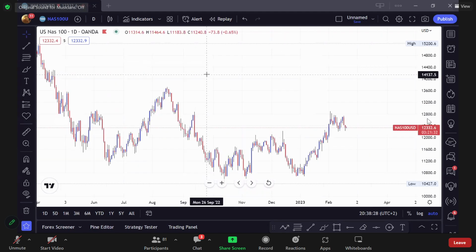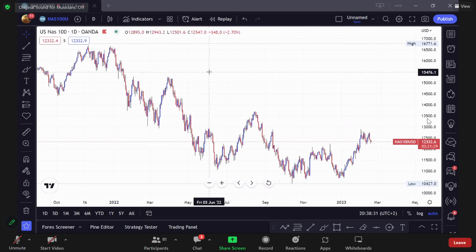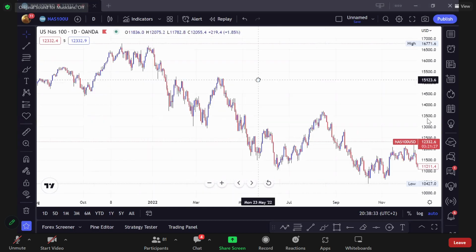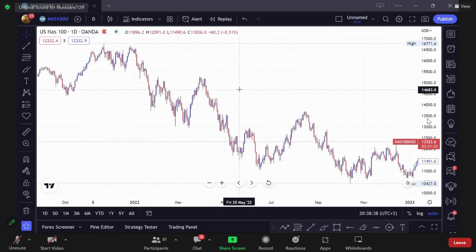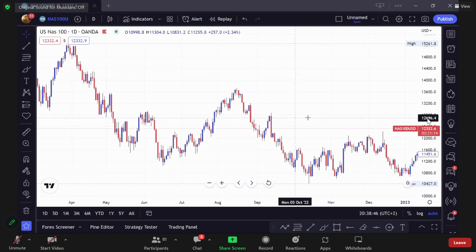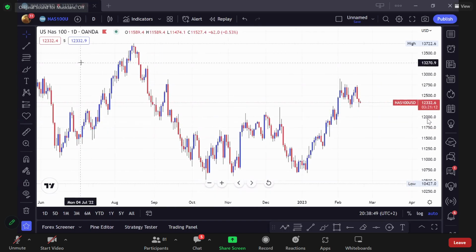Okay. So obviously, today we're going to learn the difference between a change of character and a break of structure. Now, obviously, I know that a lot of you guys already know what a change of character is versus what a break of structure is. But let's check. Okay, so who knows what a change of character is?